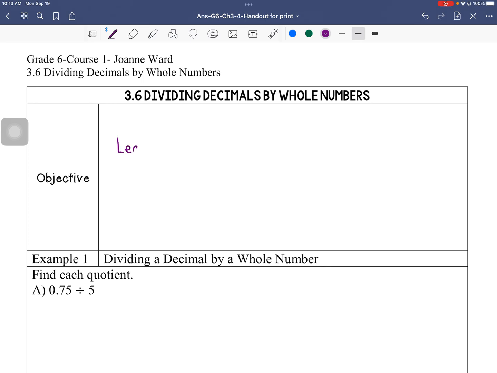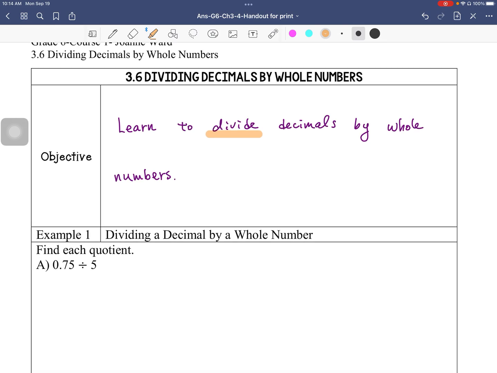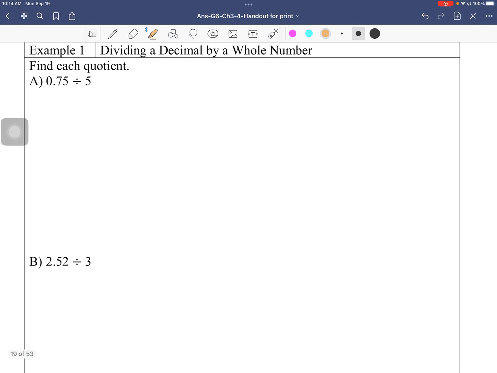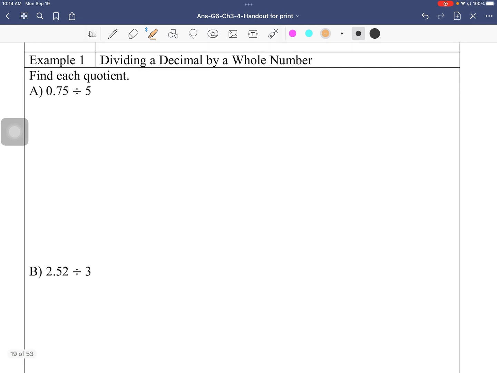The objective is that we want to learn to divide decimals by whole numbers. So we want to learn to divide decimals by whole numbers. Okay, so here, how do we do it? We want to try to find each quotient. Okay, so 0.75 divided by 5.